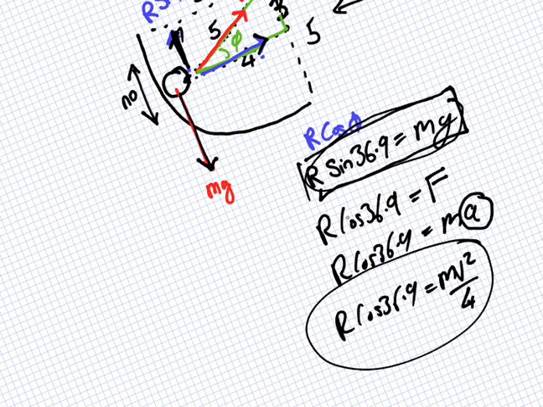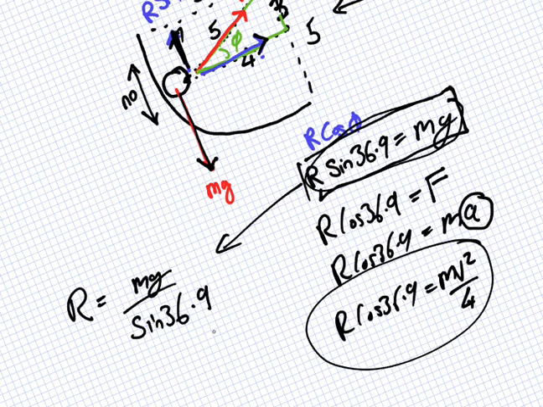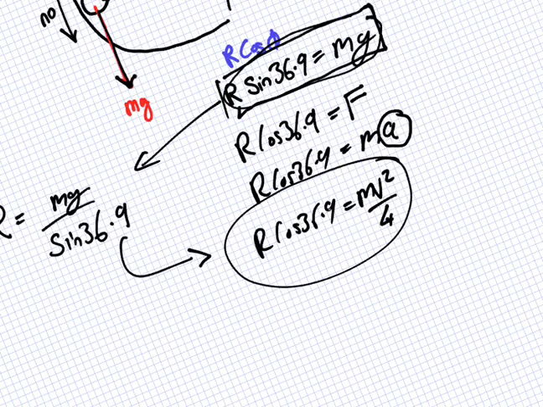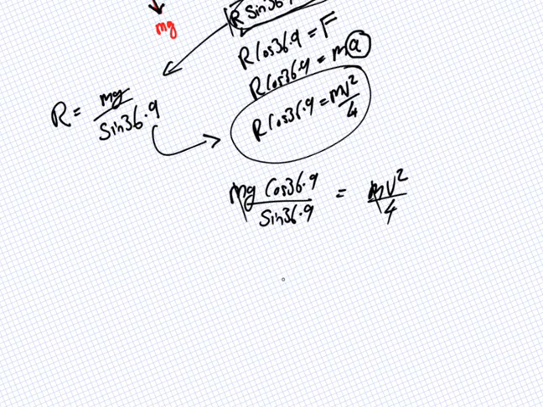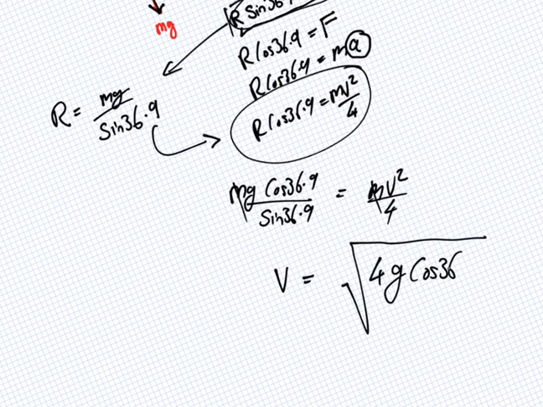So we have this formula and we have this formula. So what I can do here is I can say R equals mg over sine 36.9, and put it in here. So now I have mg cos 36.9 over sine 36.9 equals mv squared over 4, which is great, because now I can get my v. So v equals square root of 4g cos 36.9 over sine 36.9.